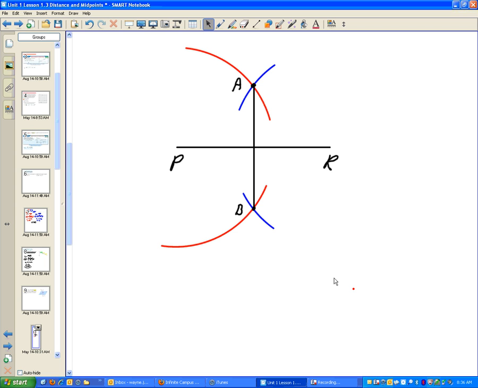Now, one thing I need to caution you about. PR is the one that got bisected, not AB. Okay? PR is the one that's bisected. Question? Because otherwise the arcs won't meet. Okay? All right, any other questions?